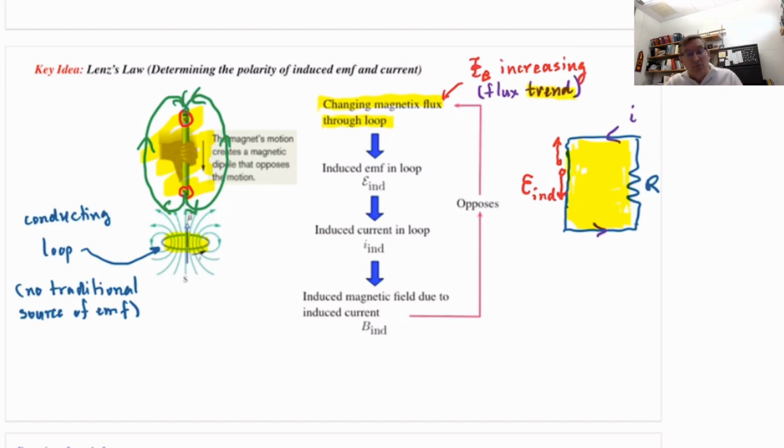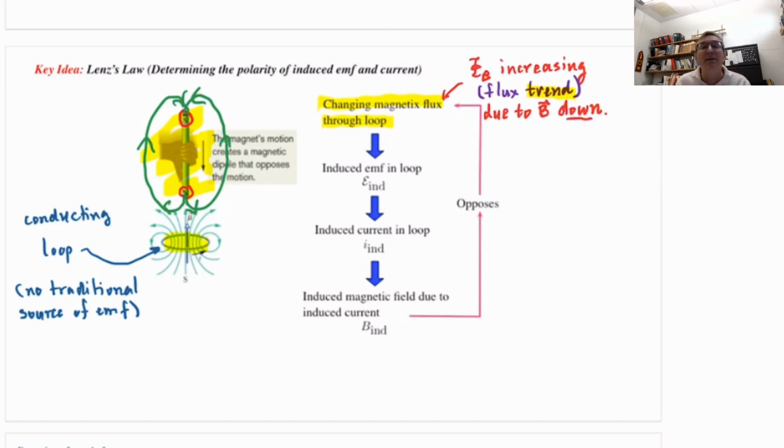It tells me what's happening through the loop. That I've got magnetic flux through the loop, and it's increasing. And I want to add something. It's increasing flux due to a magnetic field B that is directed downward. Does that make sense? Let me erase this.